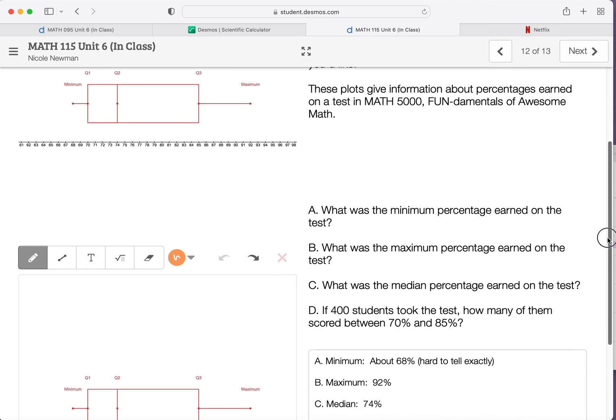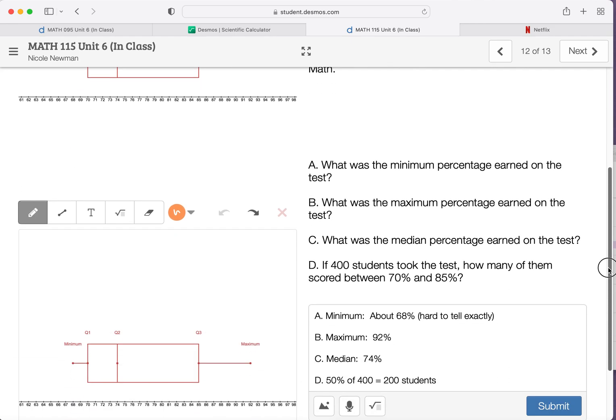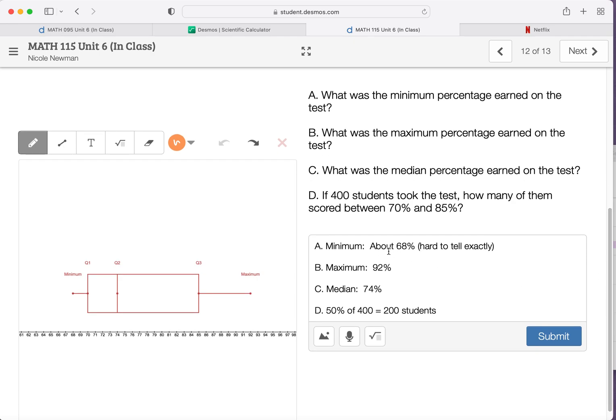Minimum percentage, maximum percentage, and the median, A, B, and C. I think we just mentioned those. This one, for the minimum, it was kind of hard to tell exactly. So when I run this in class, I usually get a couple different answers running around. The maximum and the median we usually agree on, 92% and 74%. And then there's this twisty question at the end. 400 students took the test. How many scored between 70% and 85%?